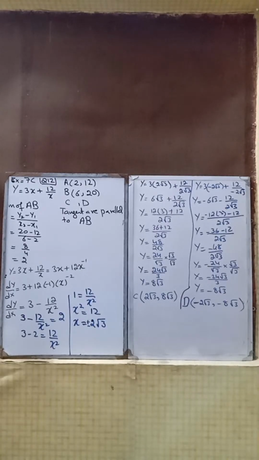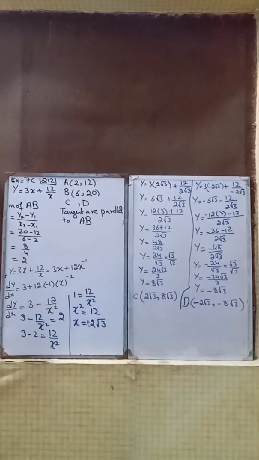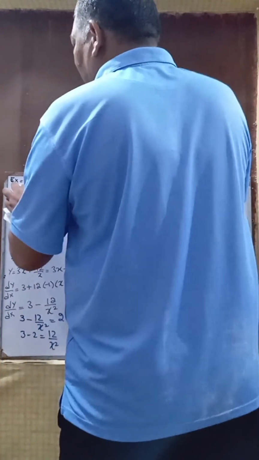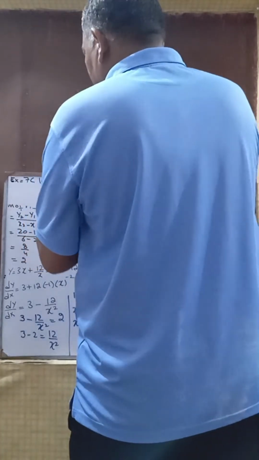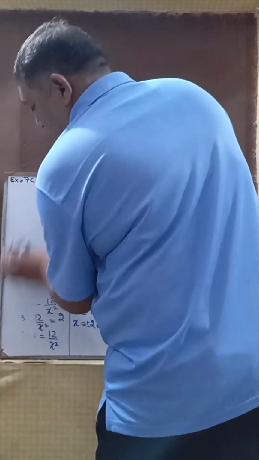So I'm going to erase this portion. Then I will find the midpoint, I will find the gradient, and then we will try to find the equation of the perpendicular bisector of the CD. So this is question number 12, and we are going to work on its B part.